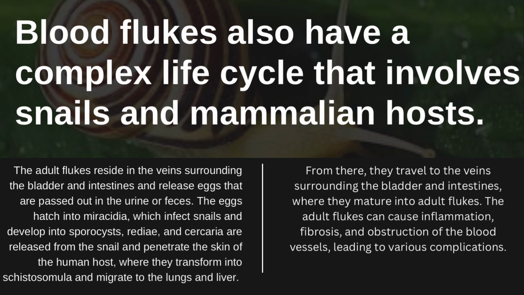released from the snail and penetrate the skin of the human host, where they transform into schistosomula and migrate to the lungs and liver. From there, they travel to the veins surrounding the bladder and intestines, where they mature into adult flukes. The adult flukes can cause inflammation, fibrosis, and obstruction of the blood vessels, leading to various complications.